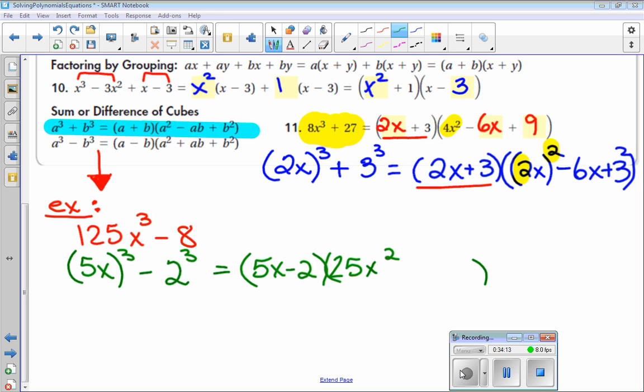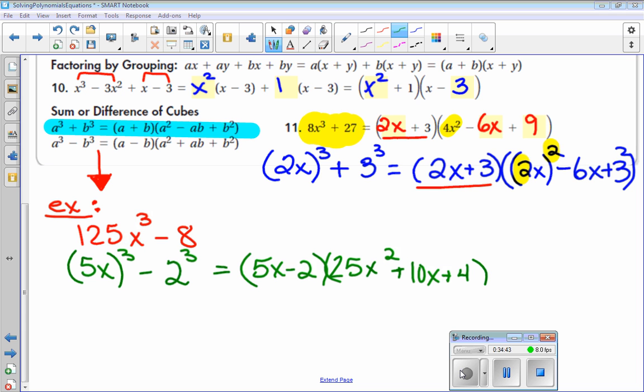Then I have a plus. Then it's A times B. What's 5x times 2? 10x. And then I have a plus, and then I have B squared. Well, B is 2, so what's 2 squared? 4. So that is the full factorization of the difference of cubes.